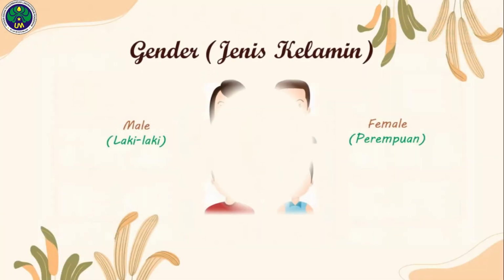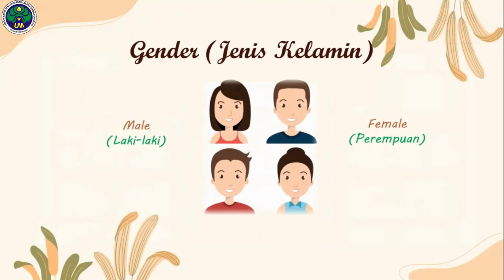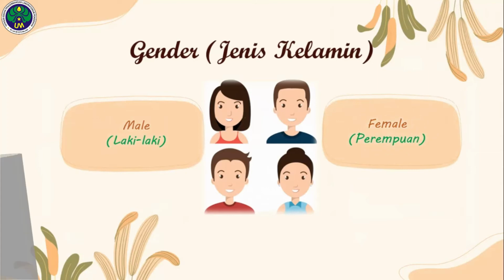Okay, so let's see. It's about gender or jenis kelamin. Jadi manusia itu diciptakan ada 2 macam gender, ya. Ada laki-laki dan perempuan. So in English we can say male untuk laki-laki and female untuk perempuan. Seperti itu ya.